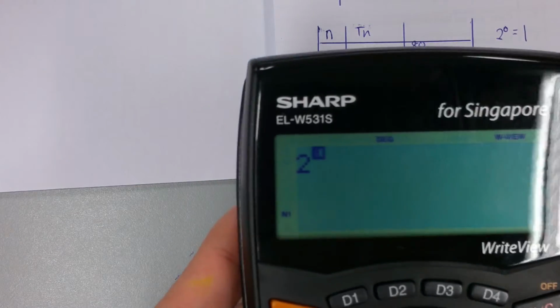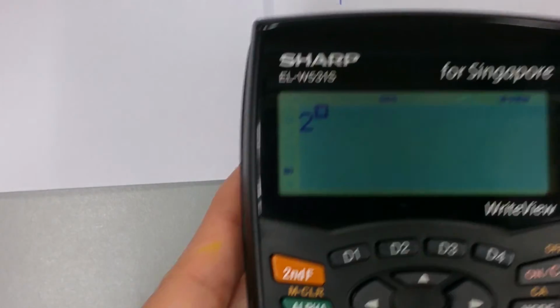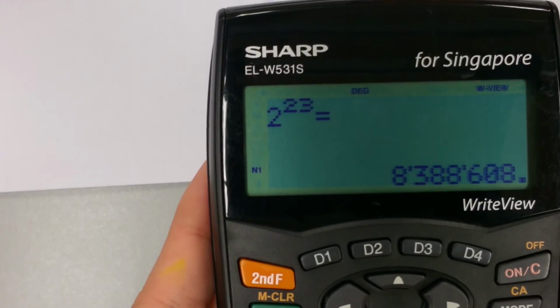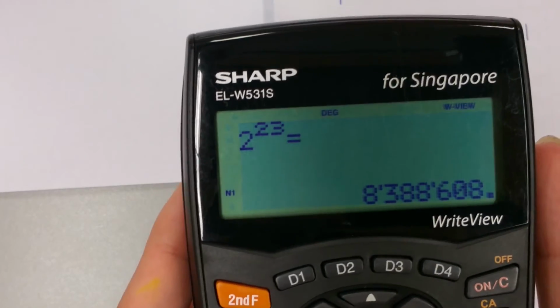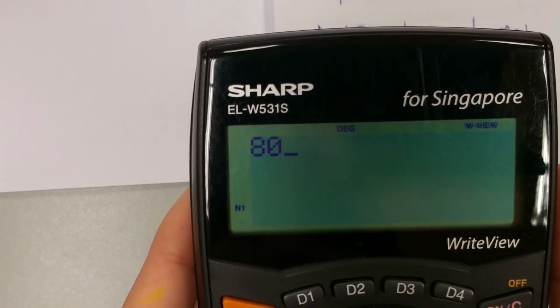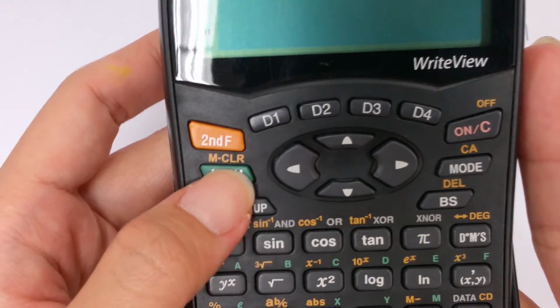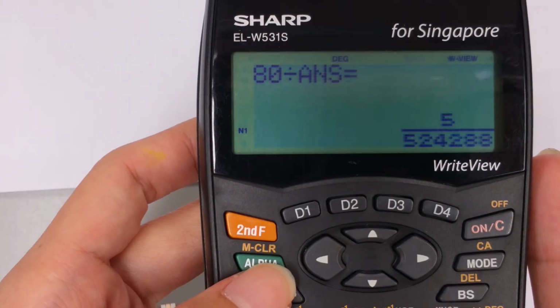Oh, I'm so sorry. 2 to the power. So the power key is actually here, y to the power x. Okay, so you have 23. Okay, this is what you have. And I will use 80 divided by this answer. Okay, divided by the answer, if you are using the same calculator as me.